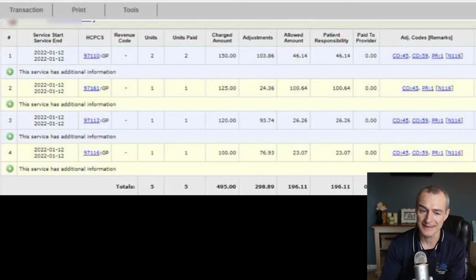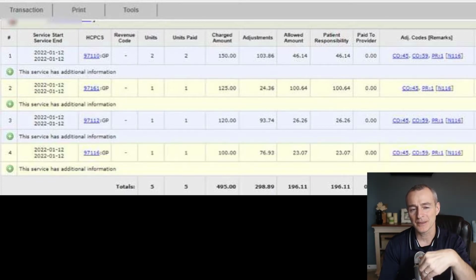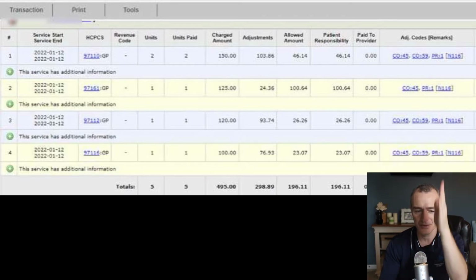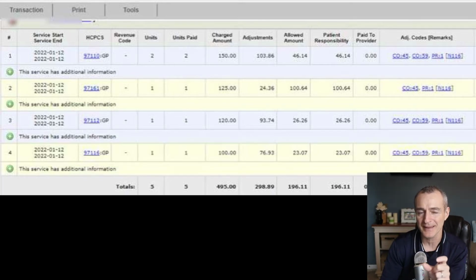The problem is, if we skip ahead and we look over at the adjustment codes, reason codes, you see that column there, it says CO59. CO59 is the reason code for MPPR, the multiple procedure reduction.